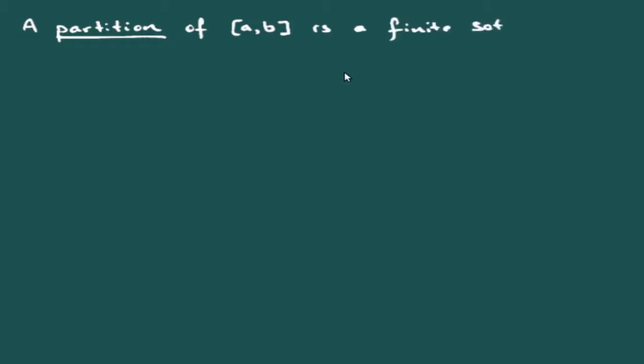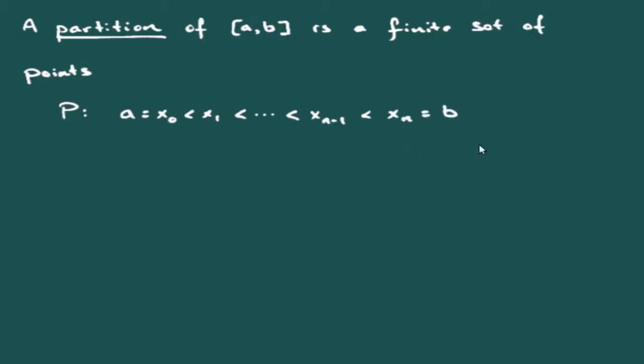One of the workhorses in our discussions is going to be a partition of our interval. What we mean by a partition of our closed interval [a, b] is a finite set of points x_0, which is the left endpoint, x_1, x_2, all the way up to x_n being the right endpoint. So it's a strictly increasing sequence in that interval. The first value is the left endpoint, and the last value is the right endpoint of our interval.